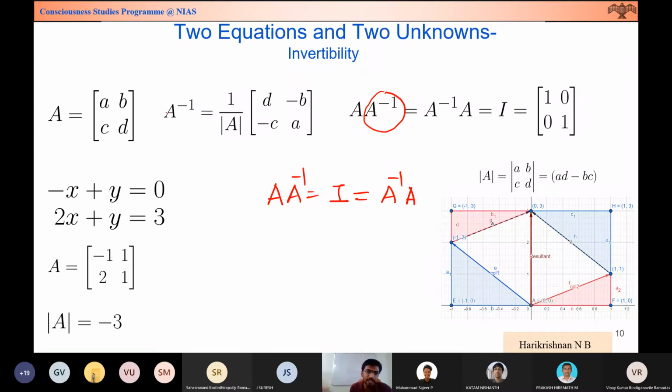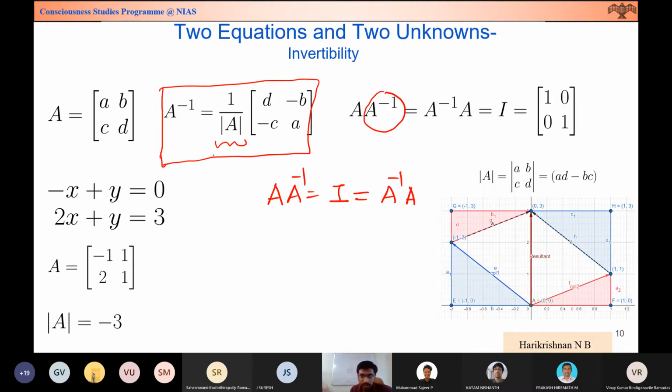You can see that the inverse of a matrix is defined as 1 by the determinant of A times the adjoint of A. We don't need to focus on the formula right now, but let me give the intuition first. So what happens when the determinant is 0?